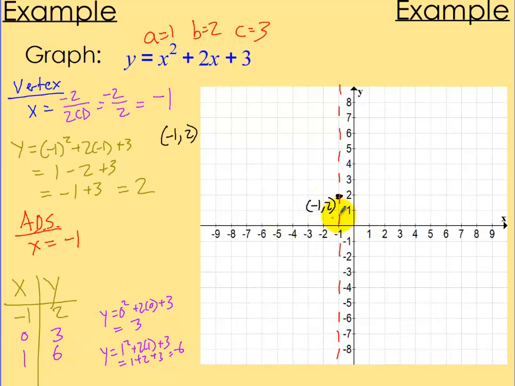I'm going to plot those points. 0, 3 happens right here. I'm going to label it 0, 3. 1, 6 happens up here. I'm going to label it 1, 6.